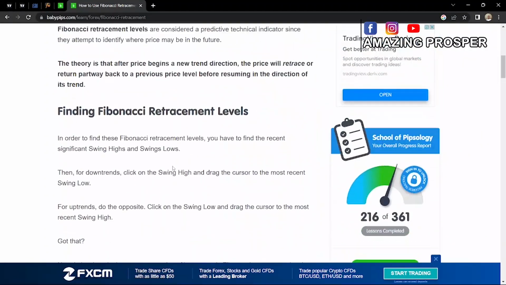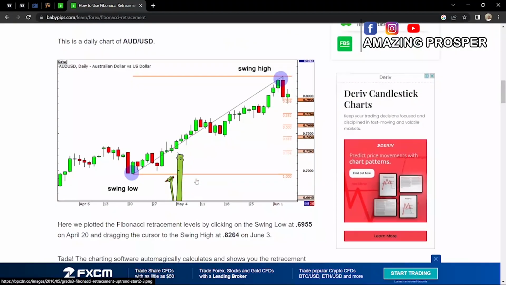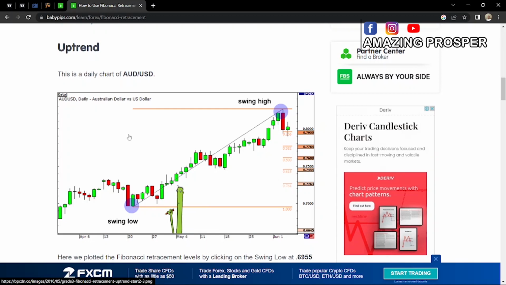So finding Fibonacci retracement levels, for me to read all these things, I think it is going to take a long while. So, not to make this video too long, so that we can go on to other things, I just want to share with you guys how I use my own Fibonacci retracement level.